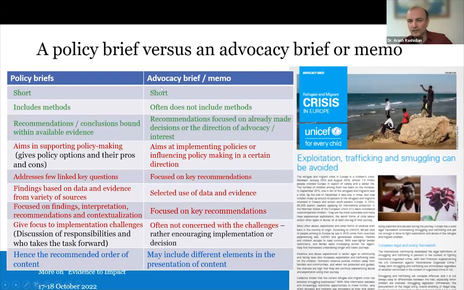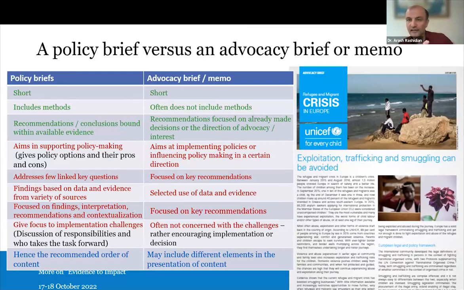Another type of important document is what we call advocacy briefs or memos. They have a lot of things in common with policy briefs. I'm not going to go through each element in the presentation, but in an advocacy brief, you are trying to justify a policy or a recommendation that you, as the developer of the brief, think is the best option. So for example, you think the government should do certain things, so you develop a brief to justify why that certain thing is needed.